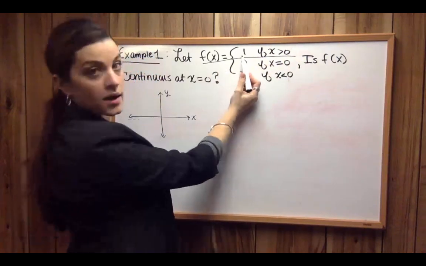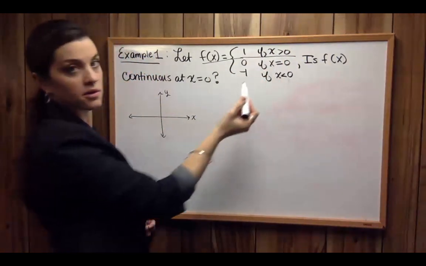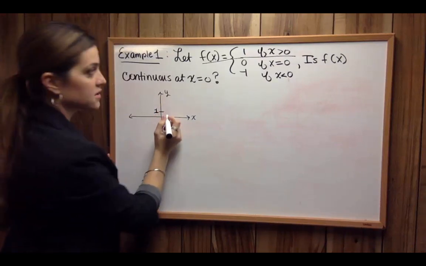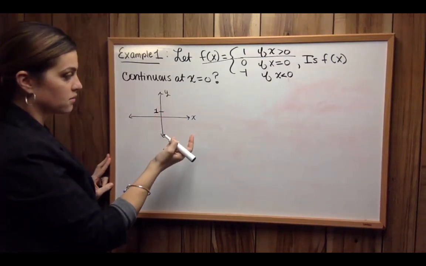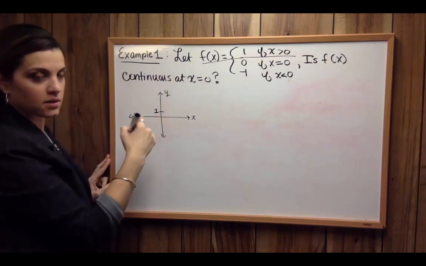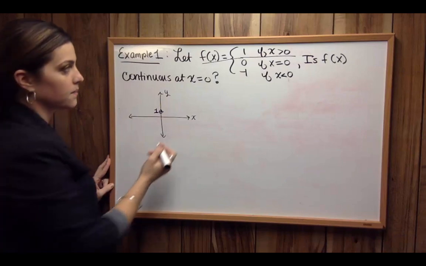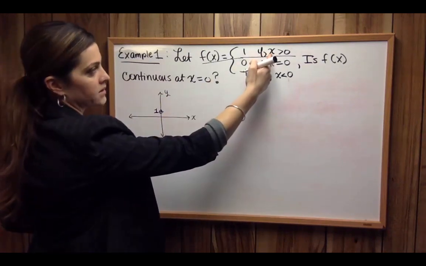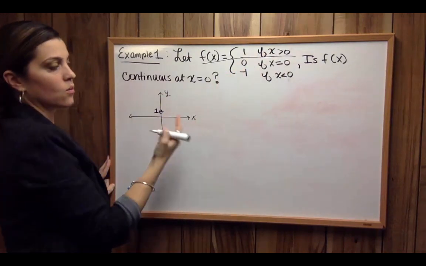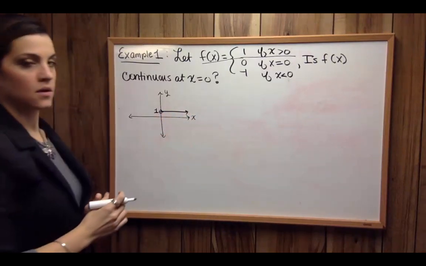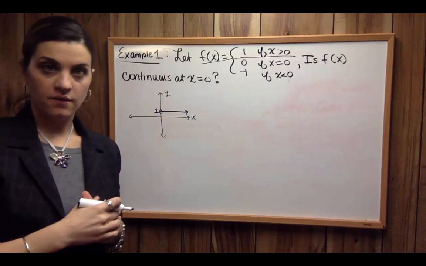f of x is 1 when x is greater than 0. It's not equal to 0, so there's going to be an open circle at x equals 0. And for every x value bigger than 0, y will be 1. So that's the first piece of the function.